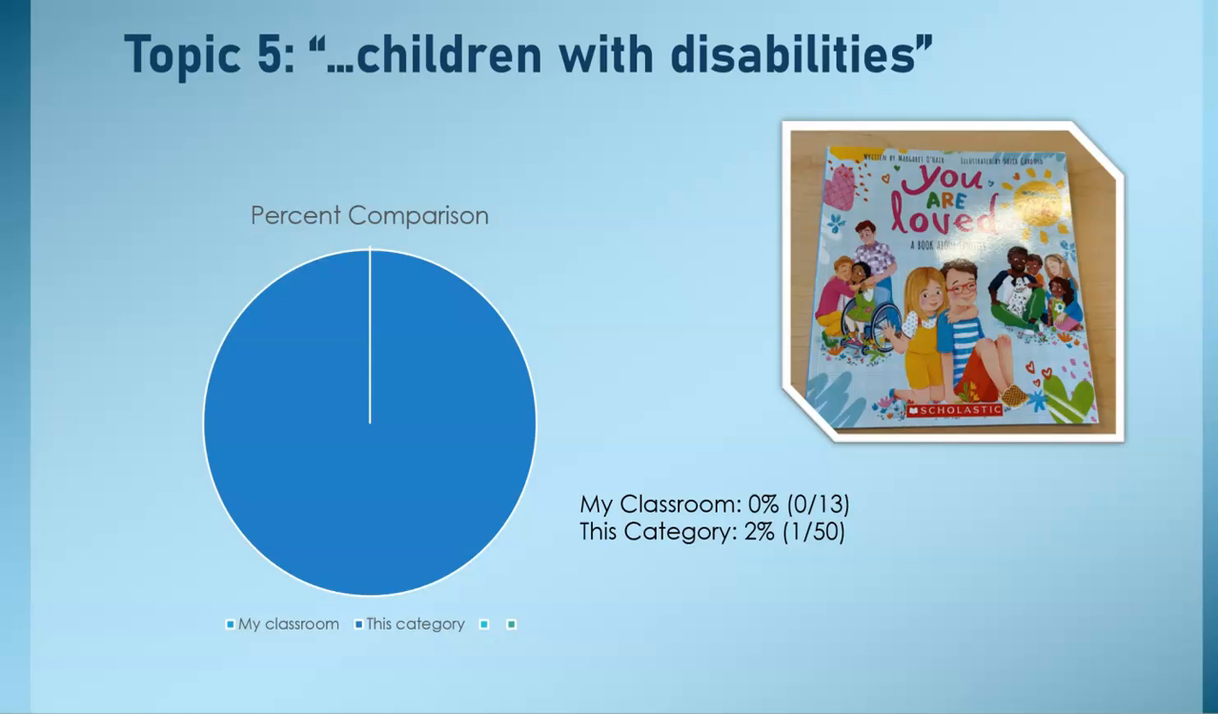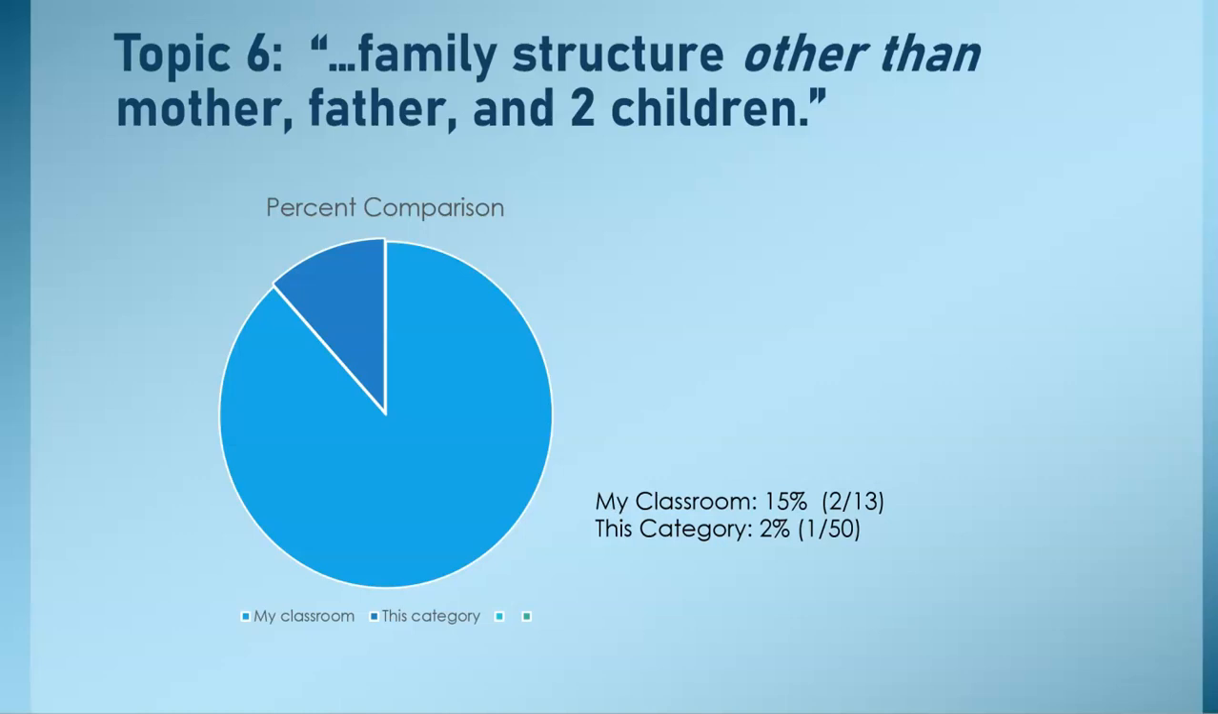This is something I would like to improve upon inside my classroom, and we'll discuss how later in this presentation. This slide represents the sixth topic I have chosen to evaluate: family structure other than mother, father, and 2 children. This is an area where I had representation of my students inside my classroom, so I wanted to see how the books I have in my library compare to it.